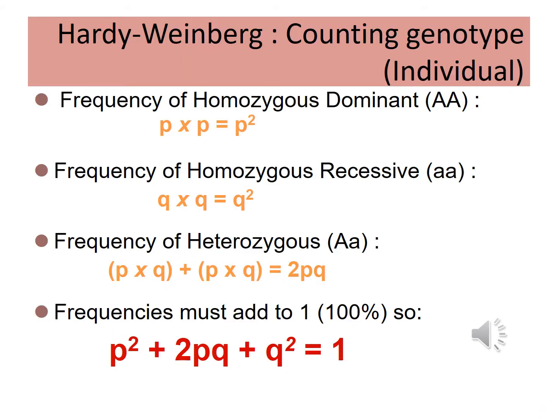Let us start with the first Hardy-Weinberg equation. The frequency of homozygous dominant, which is AA, is p times p equals p squared. For the frequency of homozygous recessive, which is aa, it is q times q equals q squared. While the frequency of heterozygous, which is Aa, is p times q plus p times q equals 2pq. Frequencies must add to 1, which is 100%, so this is how the Hardy-Weinberg equation p squared plus 2pq plus q squared equals 1 is used in counting the genotype and allele frequencies of individuals.